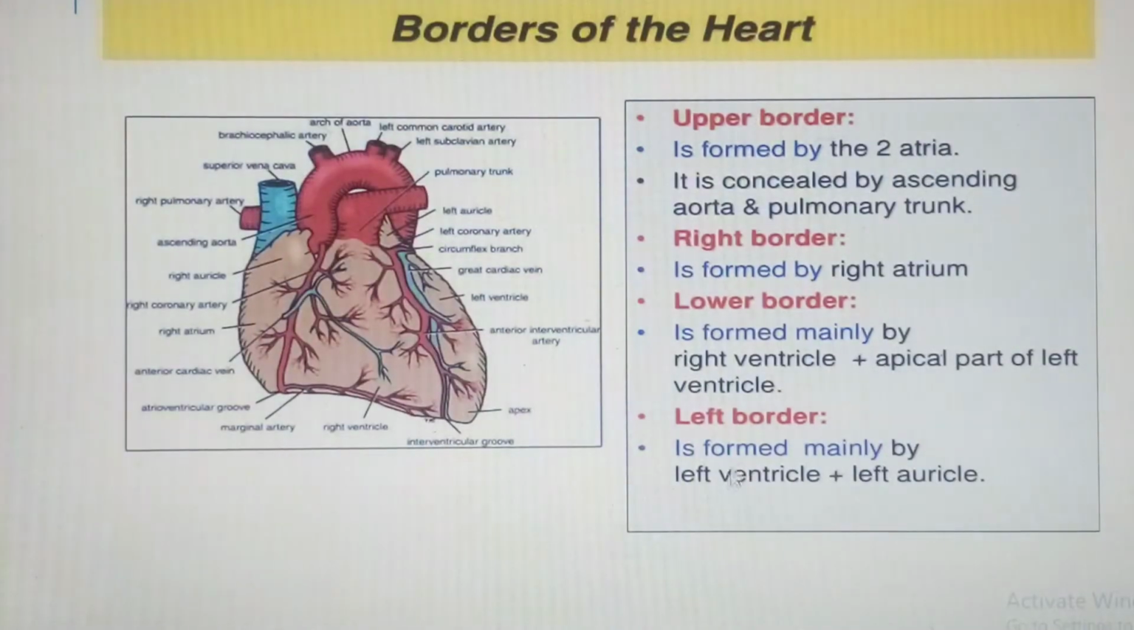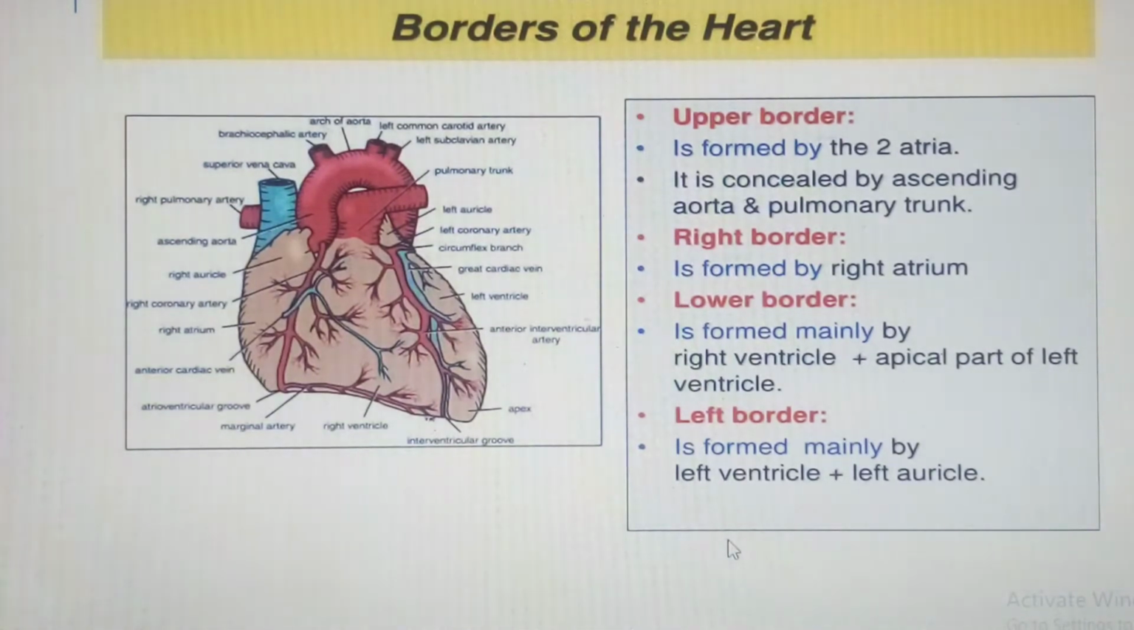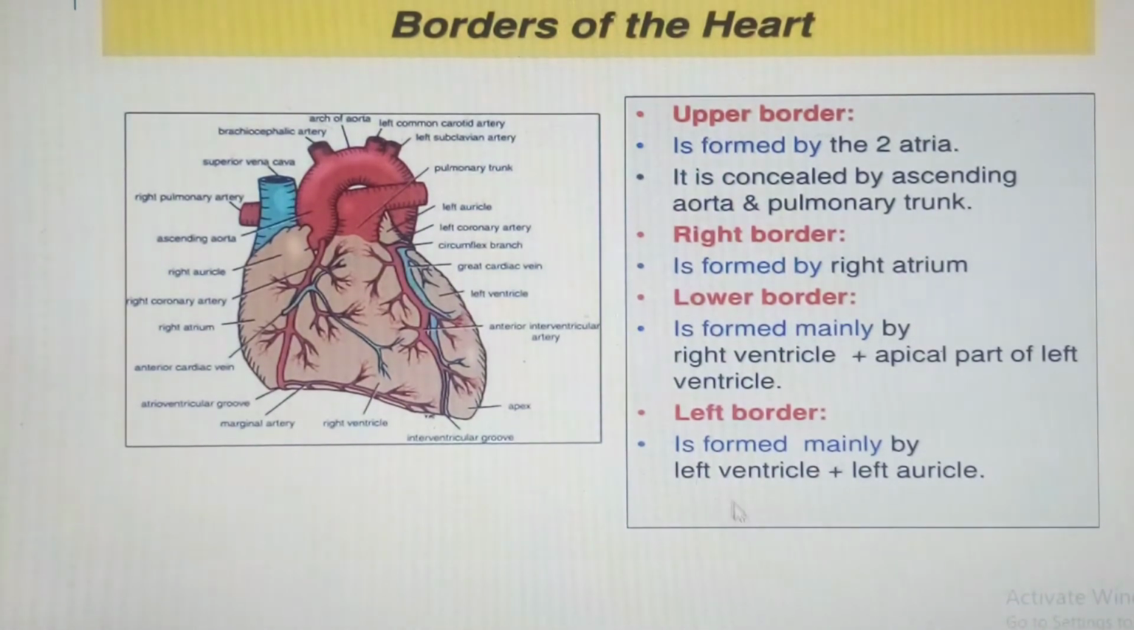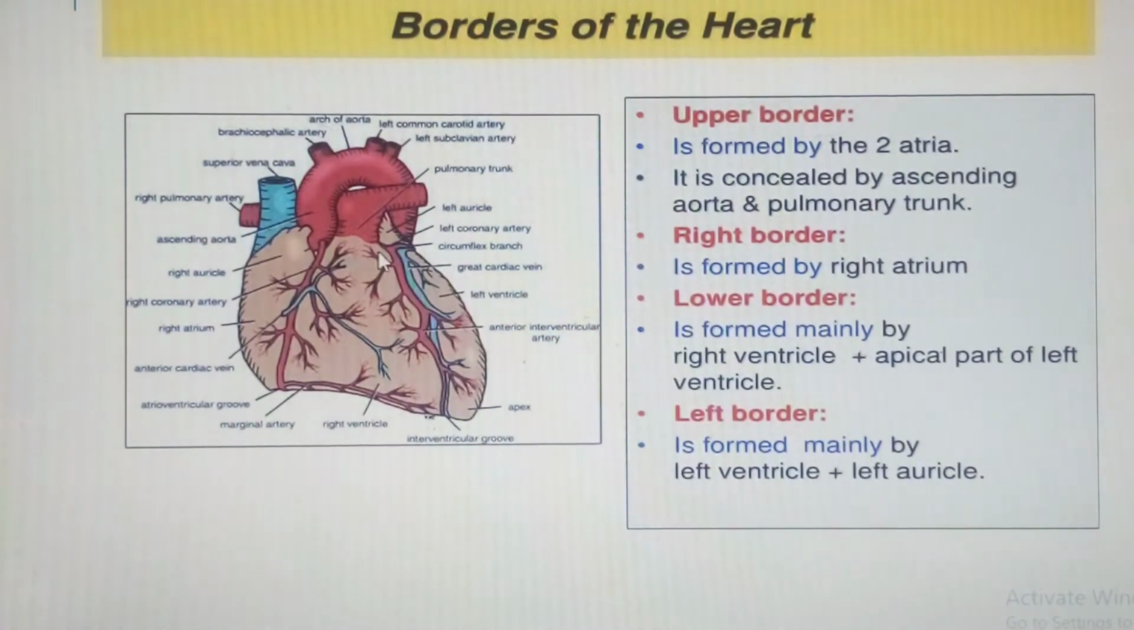So now, having seen this, the next thing that we have to learn is the borders of the heart. You can see that we are going to have what we call the upper border. When we talk about the upper border, we are looking at the atria. Normally we say that the heart is going to have four main chambers, the superior chambers being the atria, and the inferior chambers being the ventricles. But actually in the living, the atria are not only superior, but they are actually posterior superior. They are posteriorly placed.